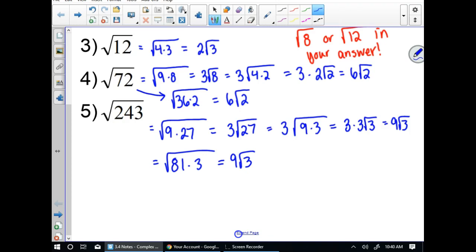What I normally do when I'm doing one like 243, because I don't know my multiplication tables up to numbers that big, is I usually, when I'm using my calculator, I usually just, let me get my calculator.